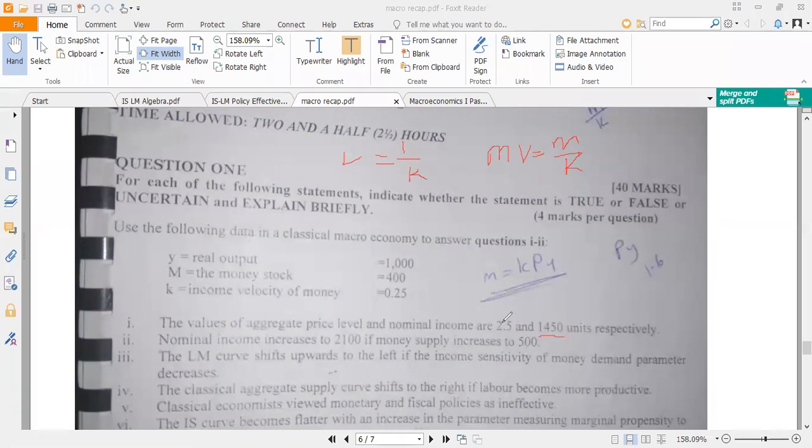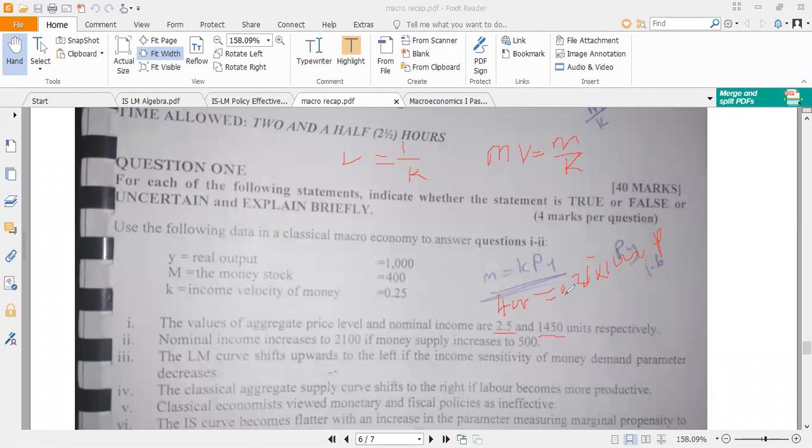And then let's find P2. We have 400 equals K, which is 0.25, times Y. We've been given Y as 1,000 times P. So P is M over KY, which is 400 divided by 0.25 times 1,000. Please do that and let's see what you get. I think it's 1.6. So you see that P2 is not equal to this. So the answer is false.